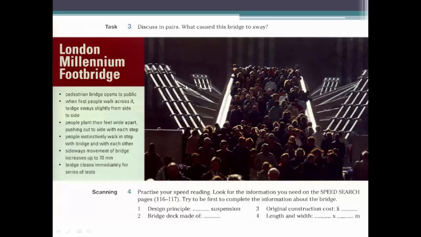Then, discuss the next part. What causes this bridge to sway? It is a sample of this bridge, the London Millennium Footbridge. Practice your speed reading. First thing, look for the information you need on the speed survey, page 167. In full form, you can find it in this book. Try to be first to complete the information about the bridge. The only thing is you need to complete these places again.